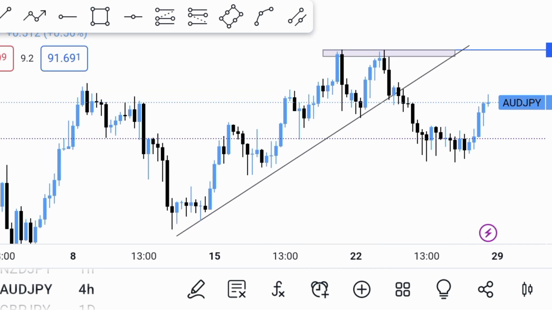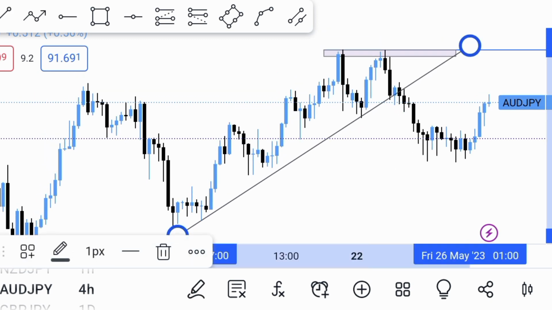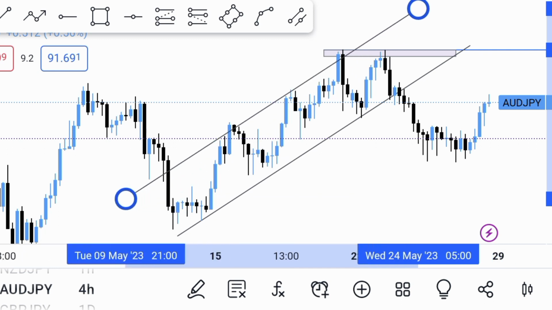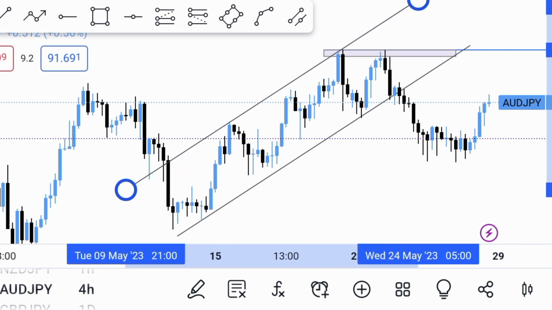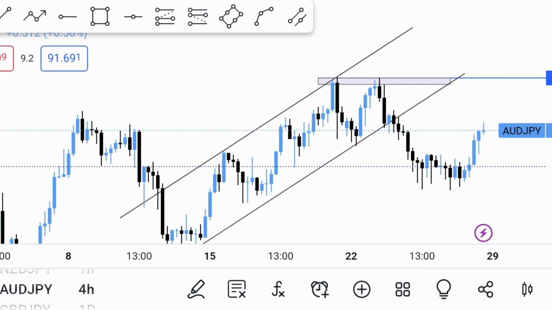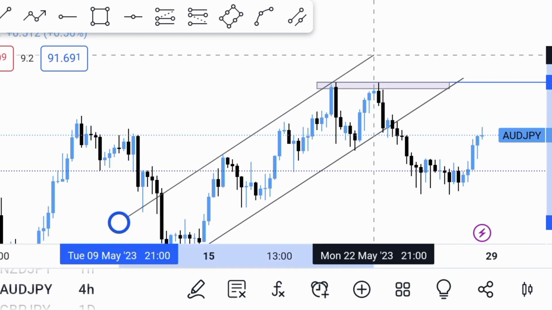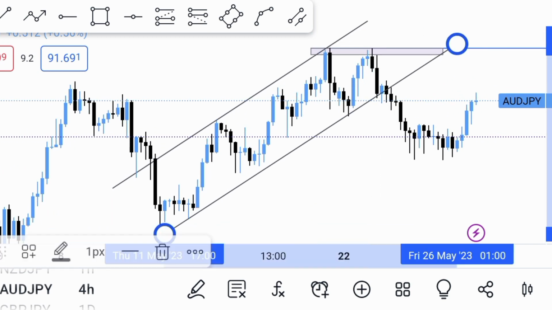So I drew this trend line like so. This was a counter trend line. You get the concept? Okay, I now formed this one to be a channel. You get the concept? So here, this was a counter trend line.